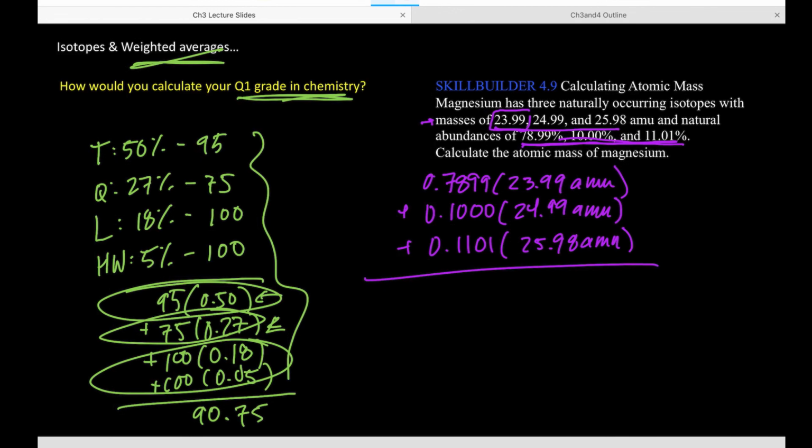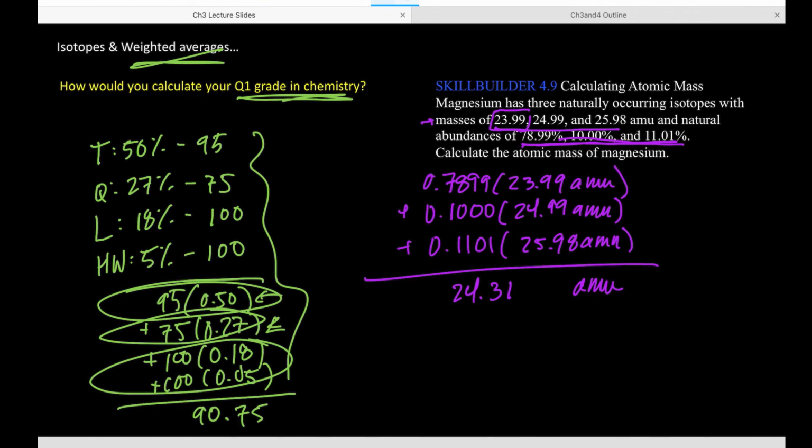Thinking about units, if I add them, they stay the same, so my unit is still AMU. And I would add those up and come up with my 24.31 AMU for magnesium. Yes, does that make sense? Okay, no worries, you'll do a lot of practice.